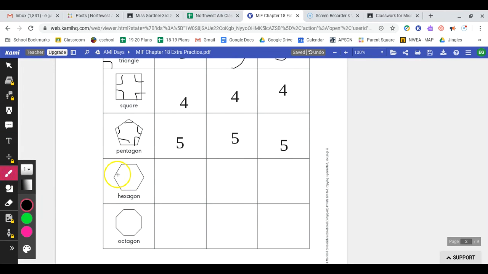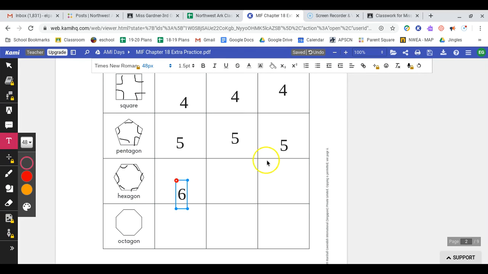Okay, got a hexagon next. Let's mark our angles of a hexagon. The inside of the shape. Okay. That's about as good as it'll be. Now, how many sides does a hexagon have? You can count them up. 1, 2, 3, 4, 5, 6. Okay.